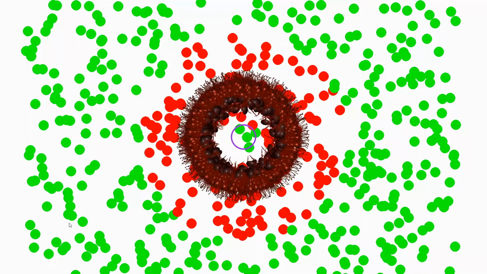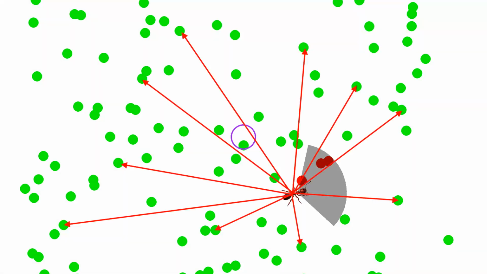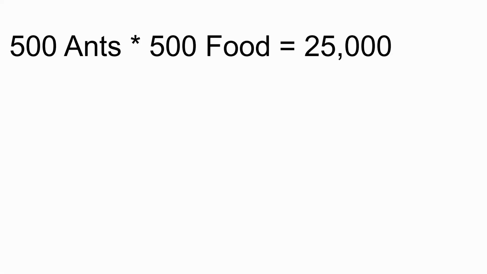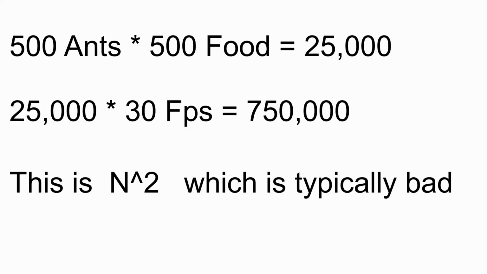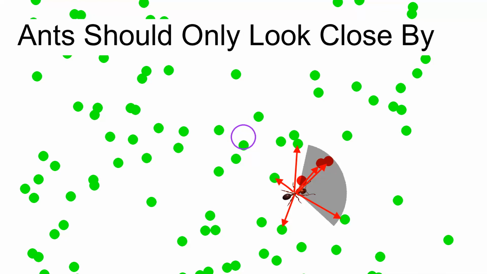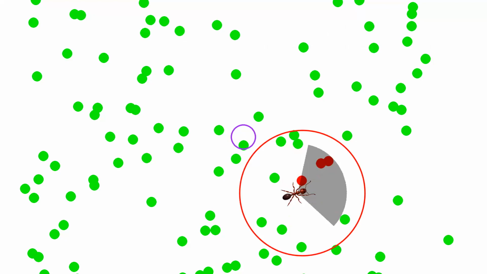We have every ant looking at every single piece of food to measure its distance. This is a classic n-squared problem, which means that 500 ants times 500 pieces of food is 250,000 calculations that we're trying to do 30 times a second. So that's 7.5 million calculations per second, and it's just not having any of it. What we prefer to do is have the ants only look at some of the food. We don't need them to look at every food, we just need them to look at ones that they can reasonably be searching for, so basically, like in a search radius.